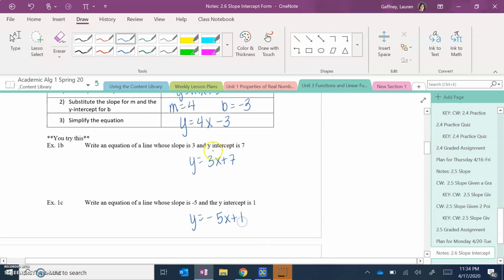Okay, hopefully for this one you filled in your slope is your m. Okay, your y-intercept is your b. Here the slope is that -5, and the y-intercept, which is b, is 1.